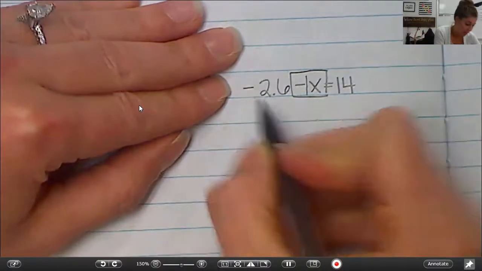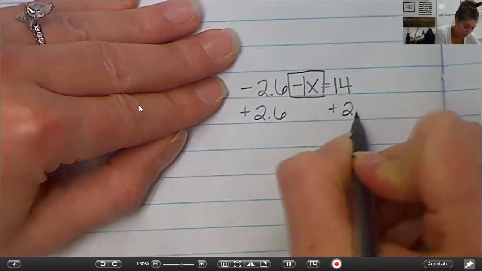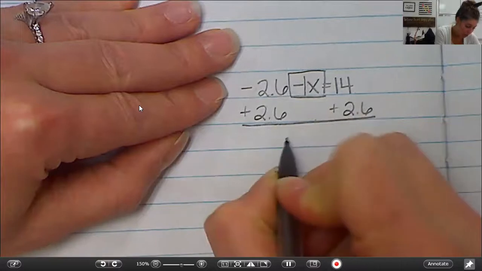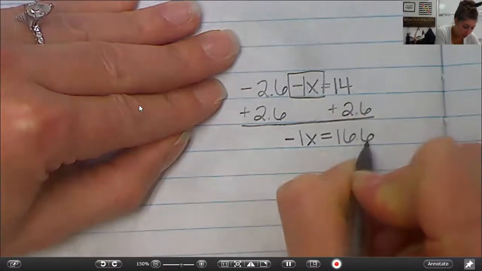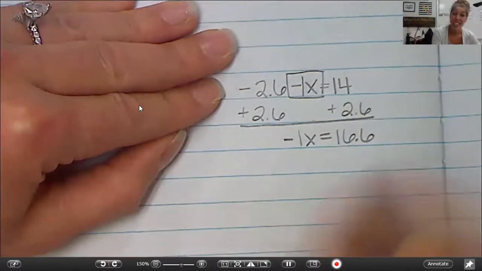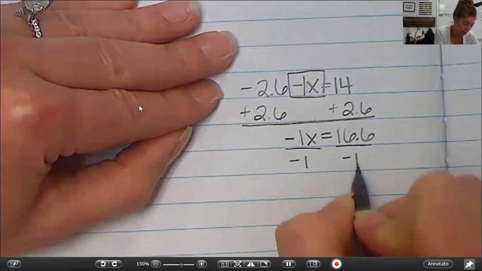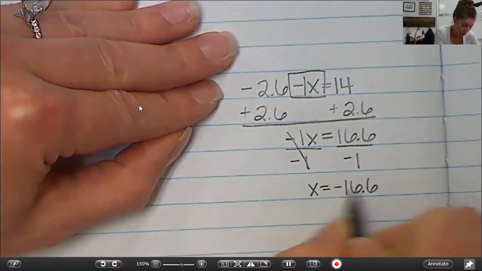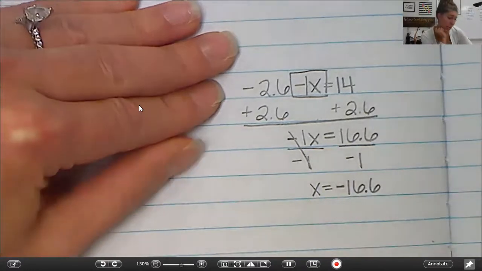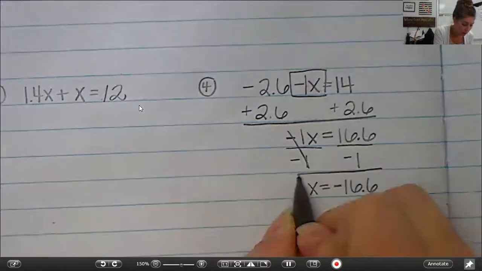So I'm going to undo what's outside of the box first. The plus 2.6. So -1x equals 16.6, right? To get that -1 away, I'm going to divide by -1 on both sides. There we go. Okay, so just don't be weirded out if you see one like that. That's why we're doing that now.